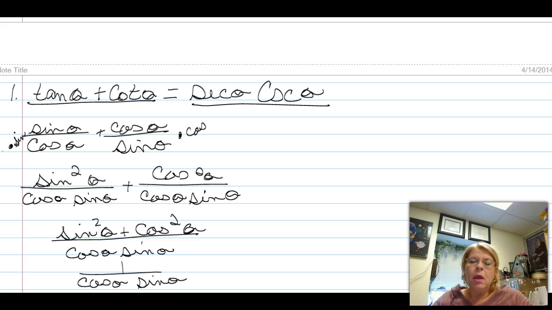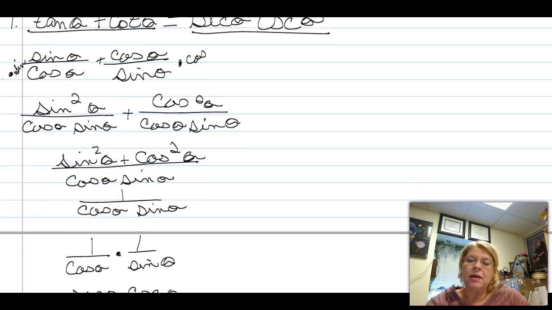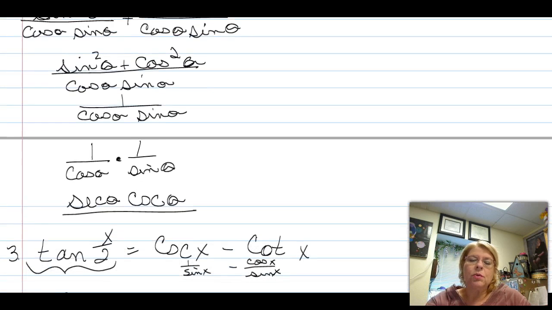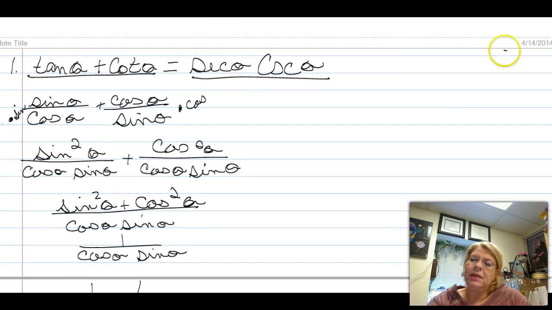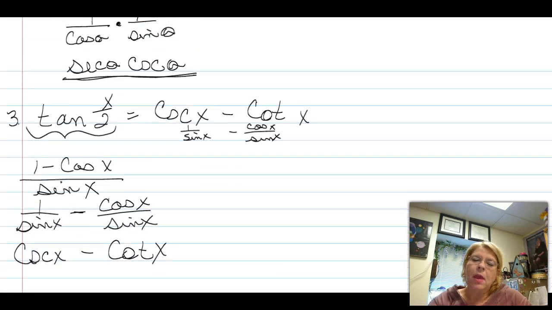sine theta. Now, sine squared theta plus cosine squared theta is 1. That gives me 1 over cosine theta sine theta, which can be written as 1 over cosine theta times 1 over sine theta, giving me secant theta times cosecant theta. And this is the answer that I needed, so I'm through with that one.